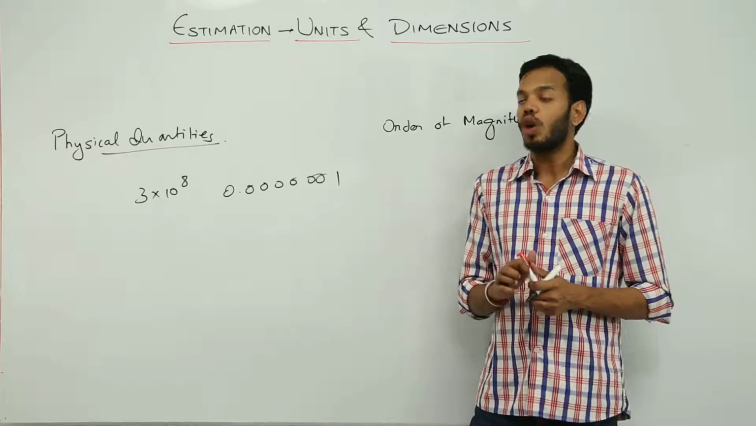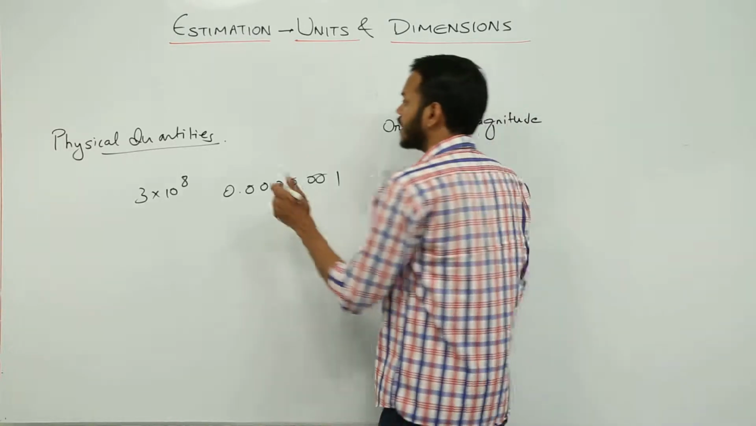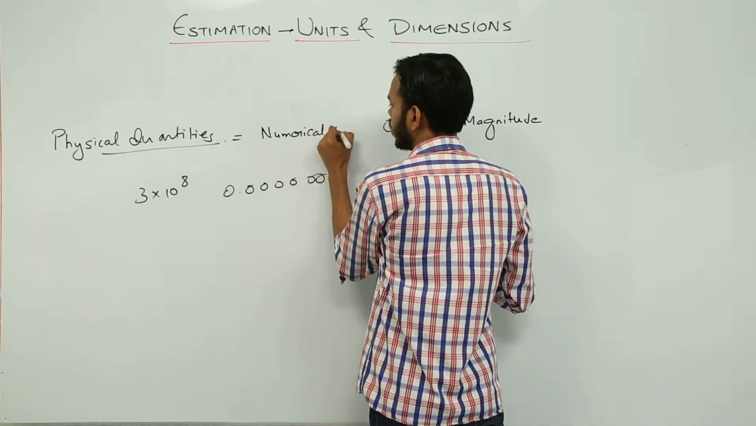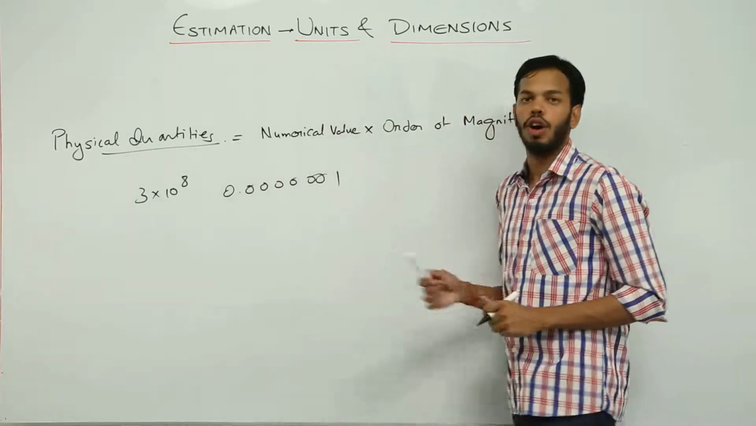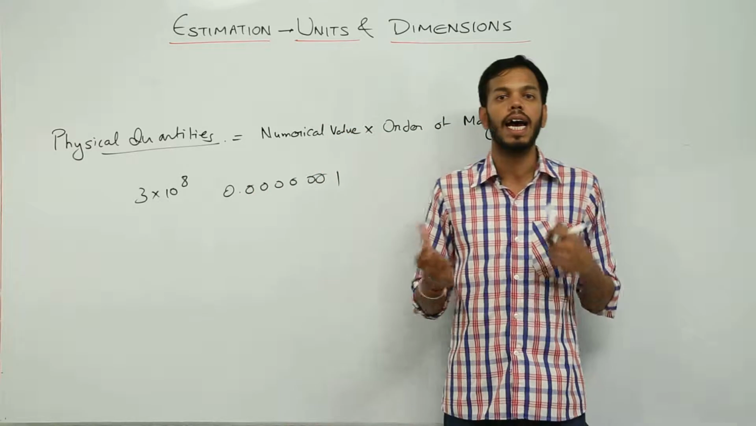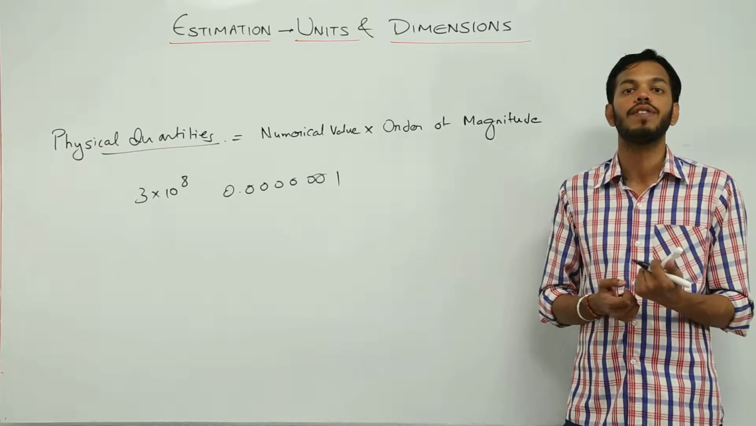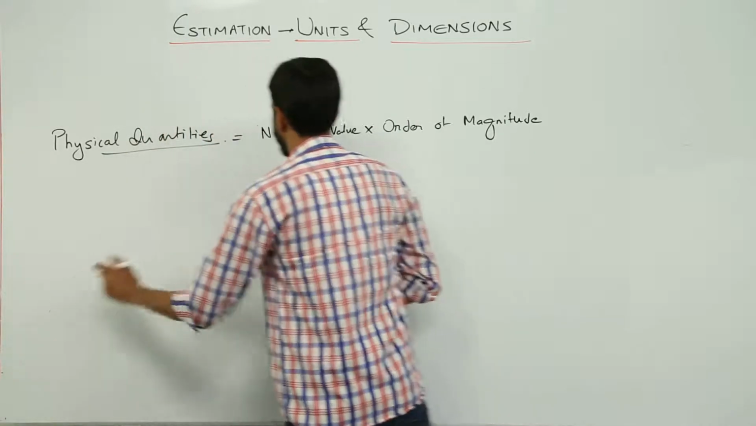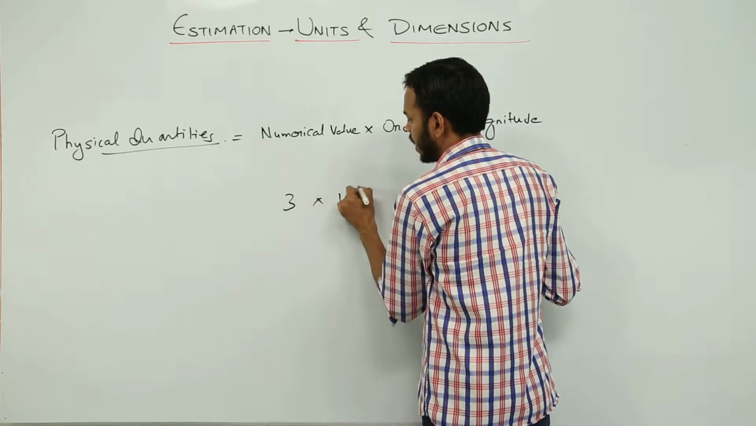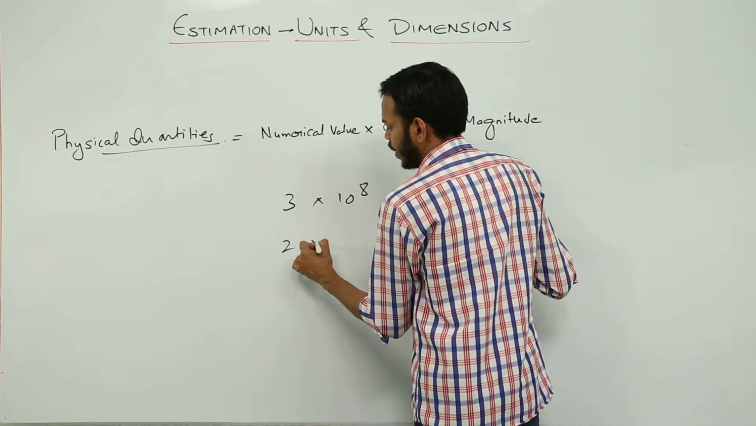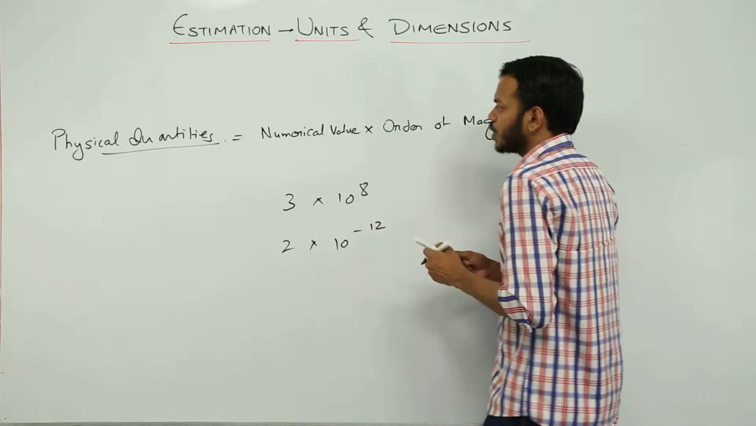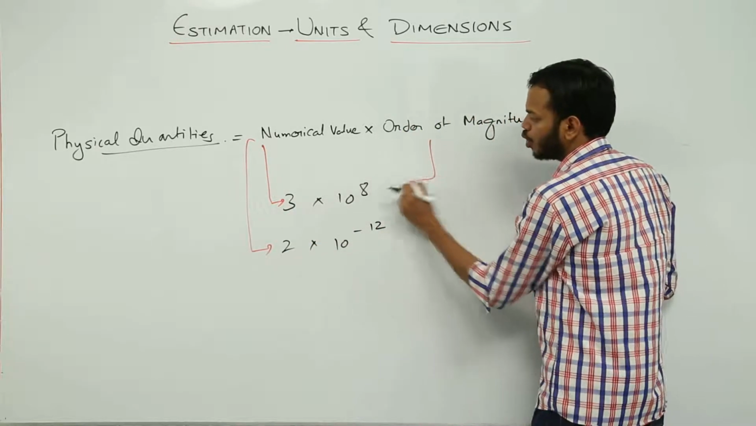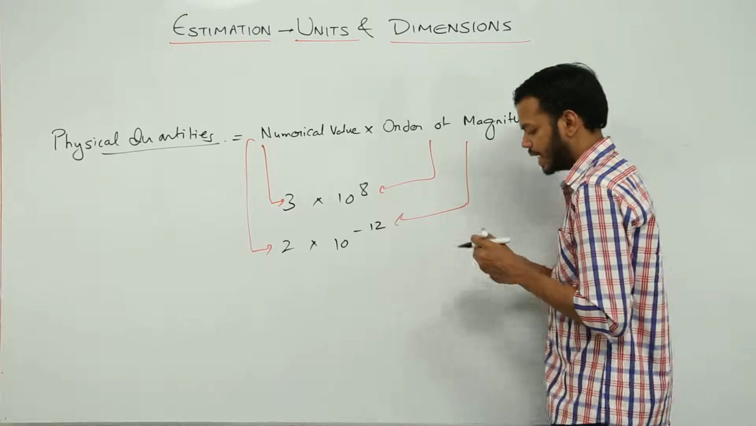A physical quantity is not just represented by order of magnitude. Actually a physical quantity is a numerical value, which is multiplied by the order of magnitude, which clearly gives us an idea about how big or how small the physical quantity is. So for example, if I take these two things, 3 into 10 raised to power 8, and 2 into 10 raised to power minus 12, the numerical value of this term is 3 and this term is 2, whereas the order of magnitude of this term is 10 raised to power 8 and here it is 10 raised to power minus 12.